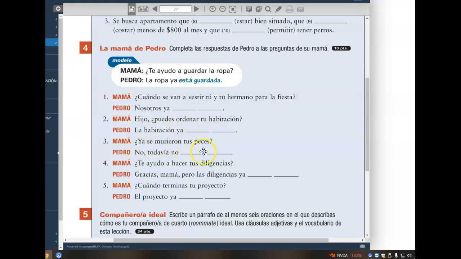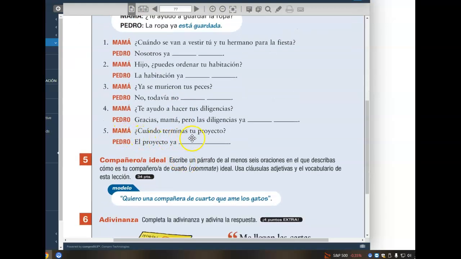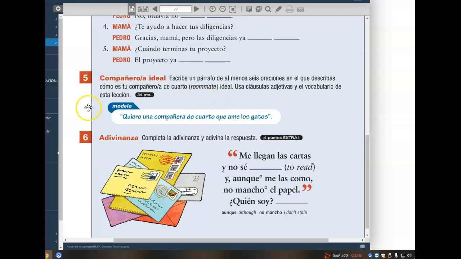¿Ya se murieron tus peces? Did your fish already die? Wow. No, todavía no están muertos. Morir is an irregular verb in the past participle form. ¿Te ayudo a hacer tus diligencias? Shall I help you knock out your errands? Gracias, mamá. Pero las diligencias ya están hechas. Another irregular past participle. Cuando terminas tu proyecto, el proyecto ya está terminado. Part 5, you're going to skip.